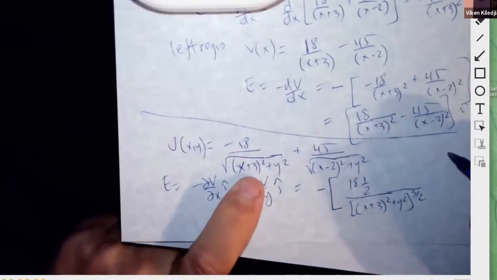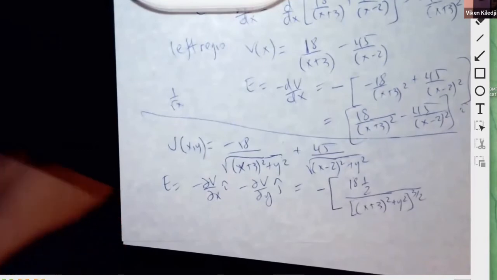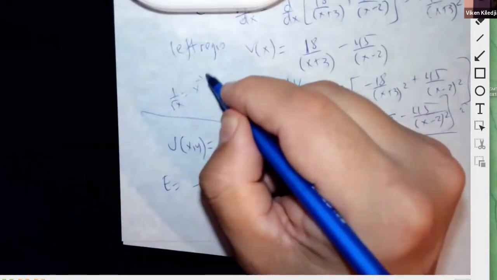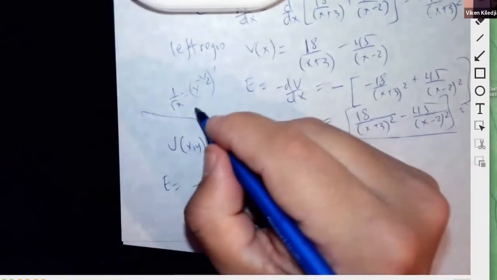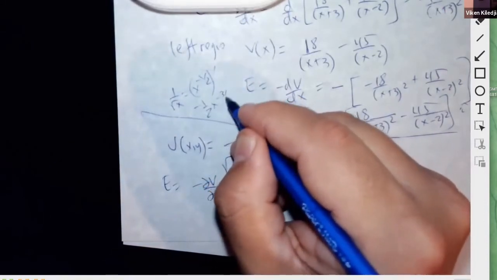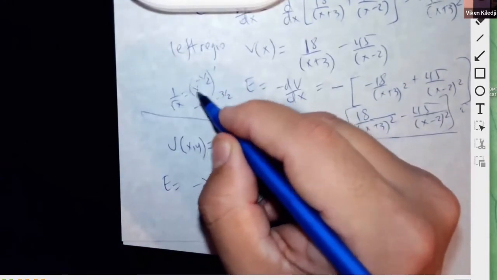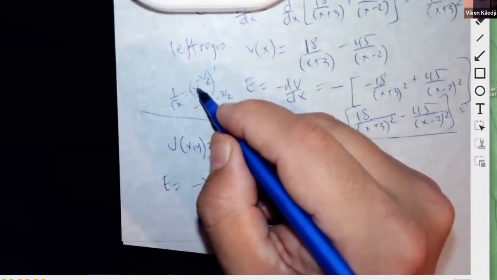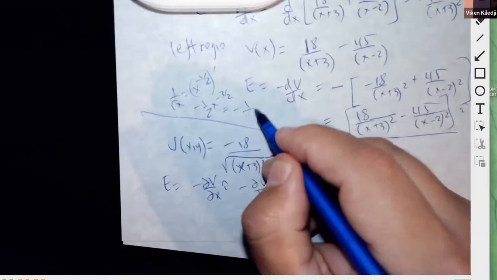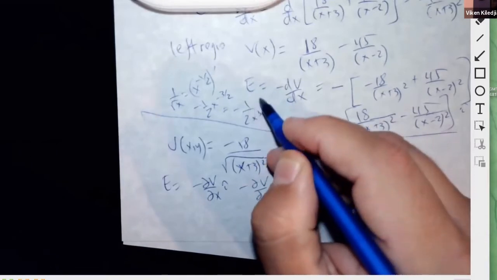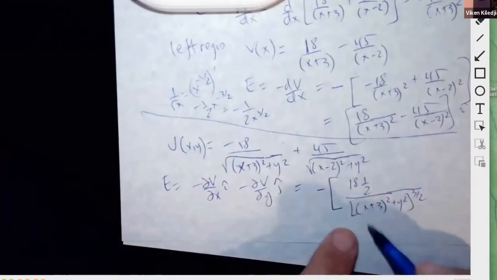Whenever you have something like 1 over square root of x, the derivative of that is what? It's x to the minus half. So the derivative of that is going to be negative half x to the negative 3/2. And of course, if you have to take the derivative of that again, then use the chain rule. So it's negative 1 over 2 x to the 3/2 times the derivative of the inside. So that's what I'm doing here.